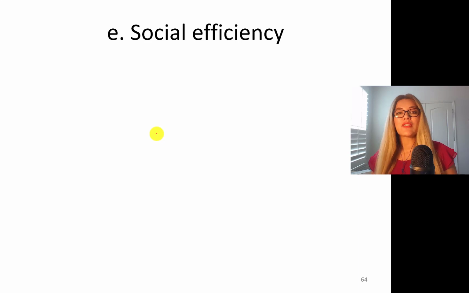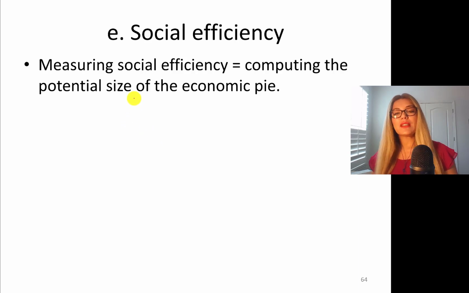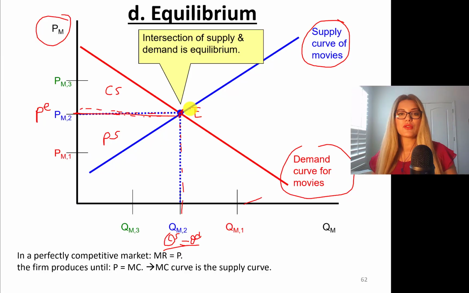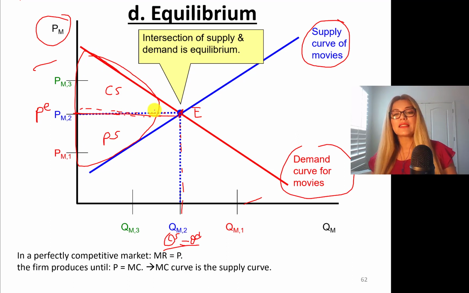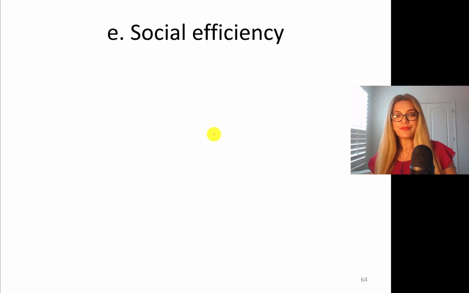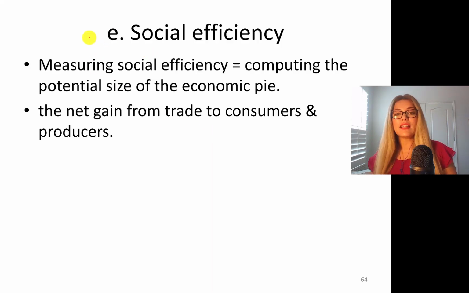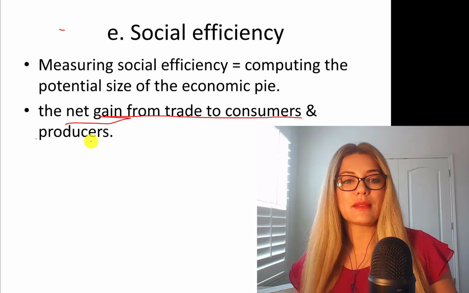Okay. Social efficiency. Measuring social efficiency is basically computing the size of the economic pie. So when I showed you this, this is the size of the economic pie. These two triangles, producer surplus and consumer surplus, are maximized when we are at the equilibrium condition. The net gain from trade to consumers and producers is maximized at this point.